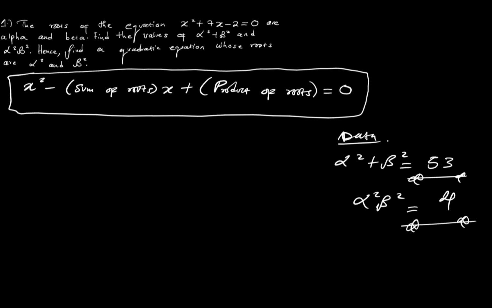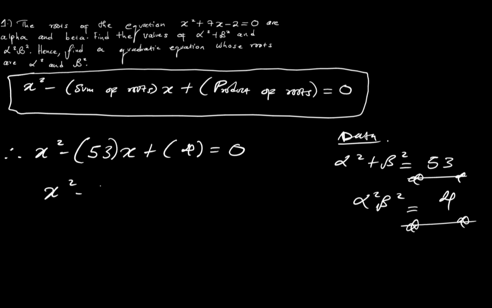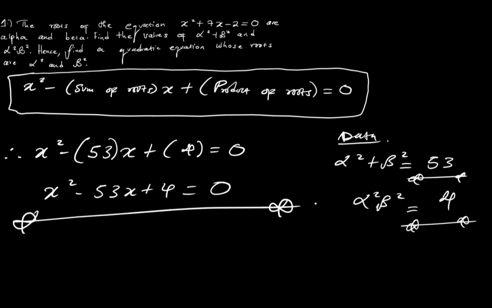So I can just get those values, and now my quadratic equation is going to be x squared minus the sum of the roots, which is 53, times x, plus the product of roots, which is 4, equal to 0. So literally this is x squared minus 53x plus 4 equals 0. And that is you solving your question like a pro that you are. Anyway, other than that, we now move on to another question.